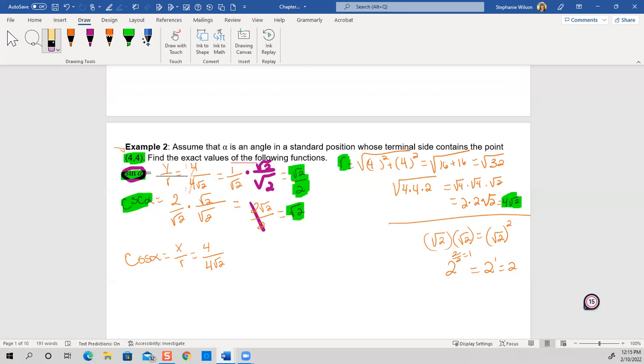We're going to reduce the 4's. Now I got 1 over square root of 2. I'm going to multiply top and bottom by square root of 2. And then I get square root of 2 over 2. So it just worked out this one time because they are nice numbers.